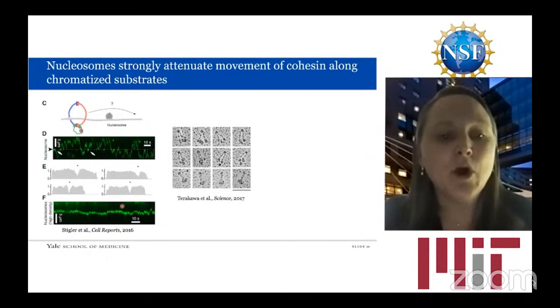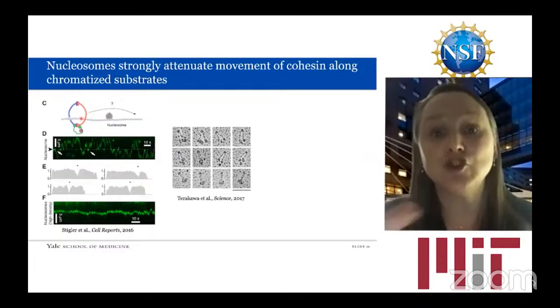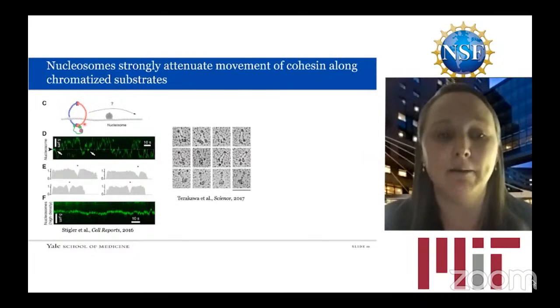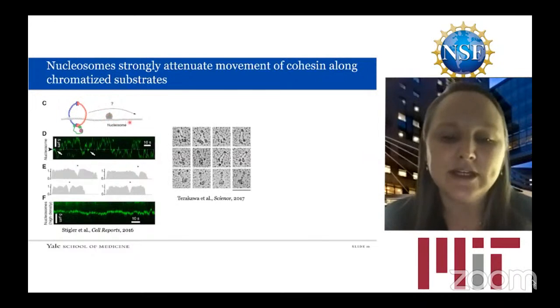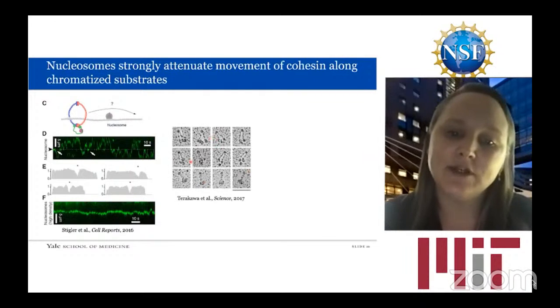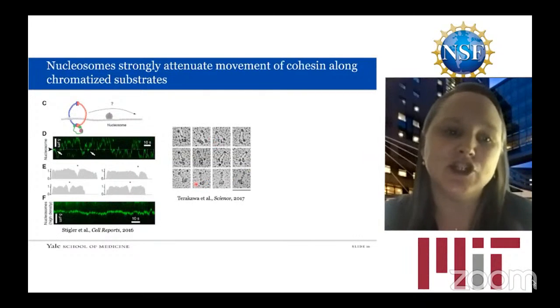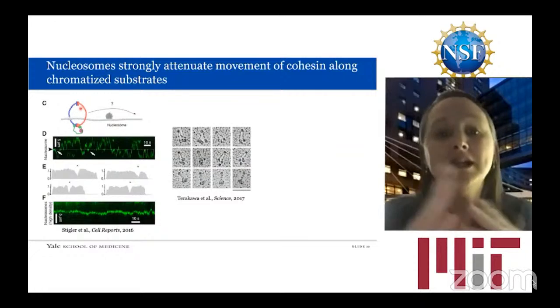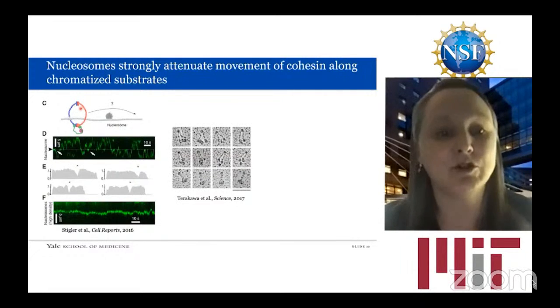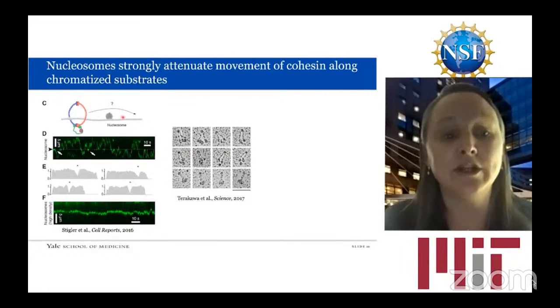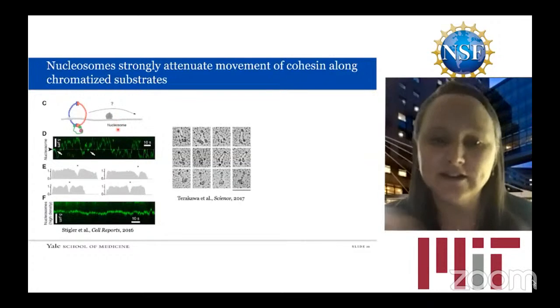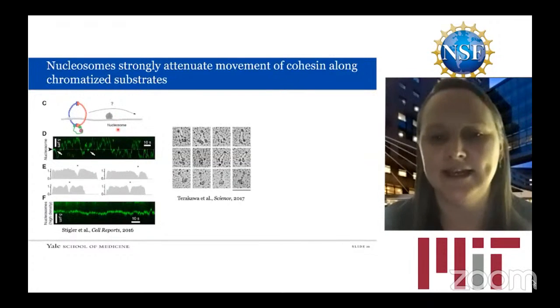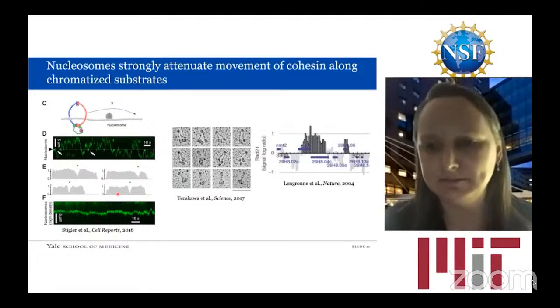How this would work depends on what we think about the structure of the ring of the SMC complex relative to the scale of the nucleosome. I just wanted to point out that some recent structural biology really suggests that the ring could be more collapsed than was first thought, which would be consistent with the nucleosome being able to prevent the diffusion of cohesin along the DNA in this type of experiment.